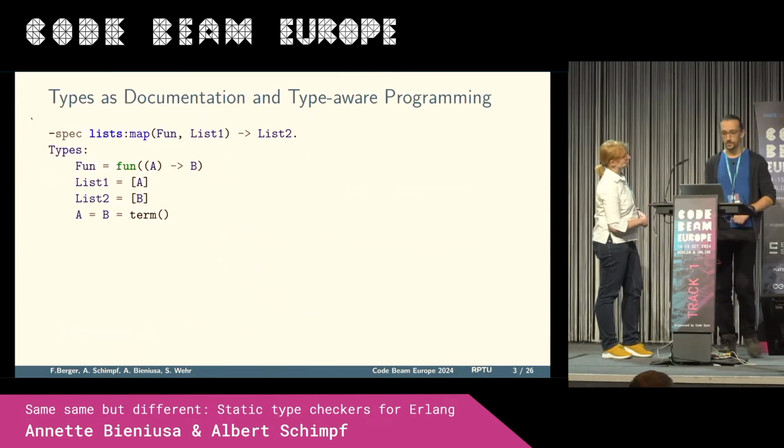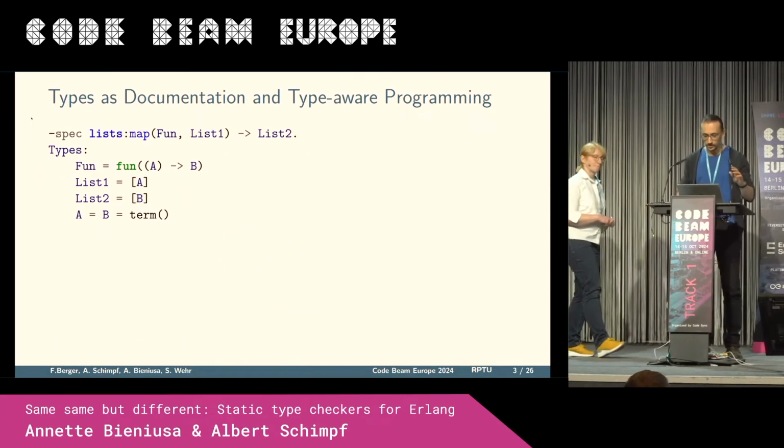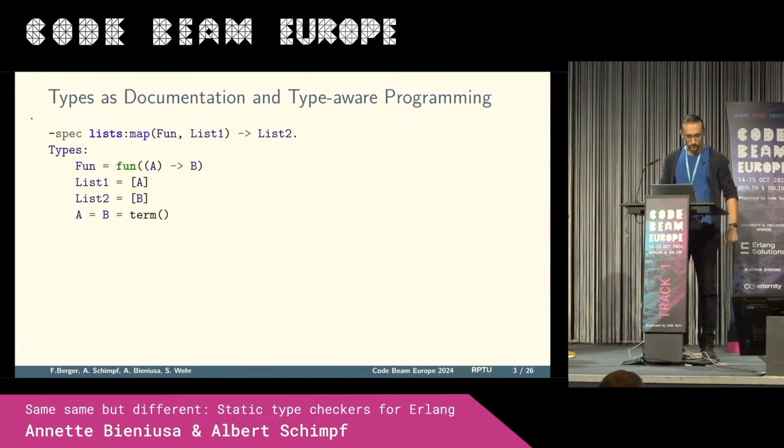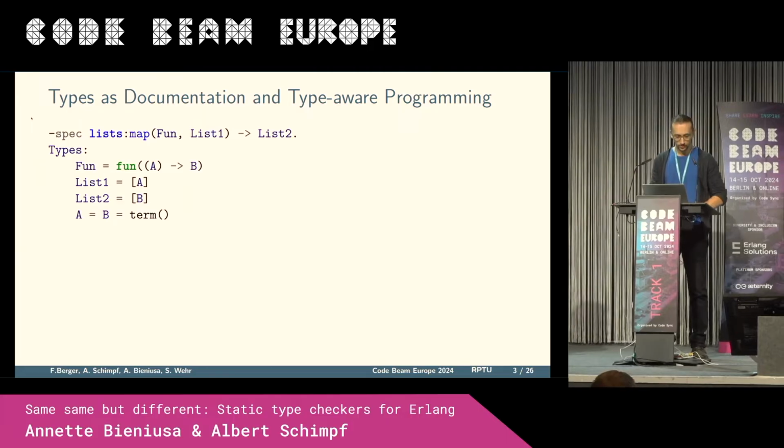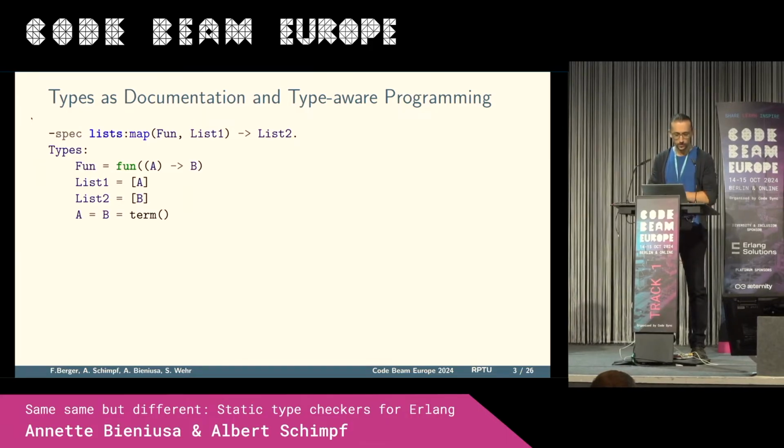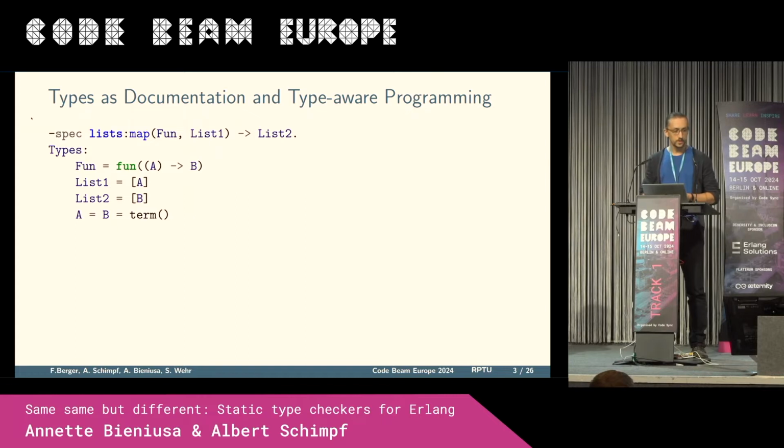So let's take a look at one example. Sometimes we use functions from the standard library, and one of those cases is the lists:map function. It's documented like this. We have two arguments, Fun and List, and the result is List2. It just maps from A to B.